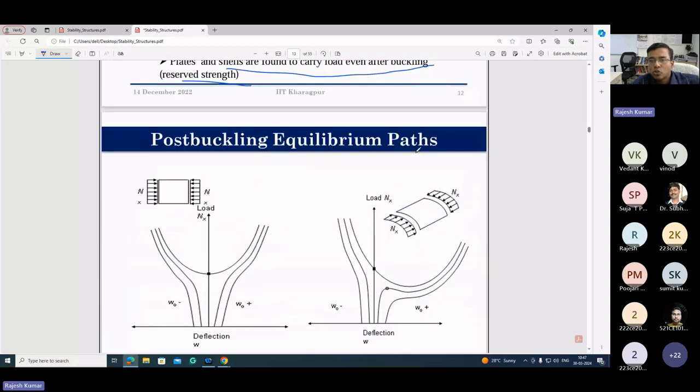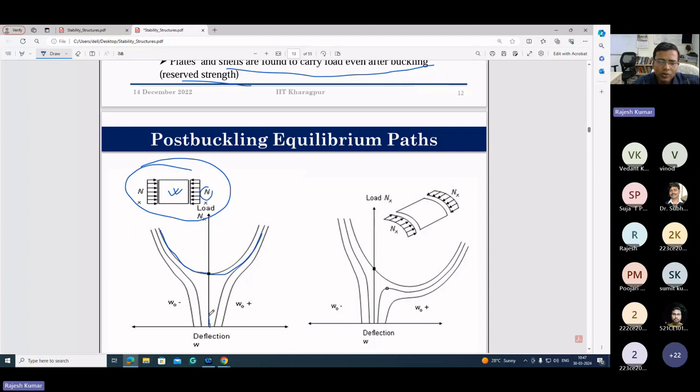If you look at this post buckling equilibrium path I have shown you, this is a plate subjected to uniform loads. If you want to plot the load deformation path, it may bifurcate in the out of plane directions, either inside or outside. Then there are two diagrams we'll get, this and this. And this load magnitude is very small. We'll start from this and keep on increasing your load.